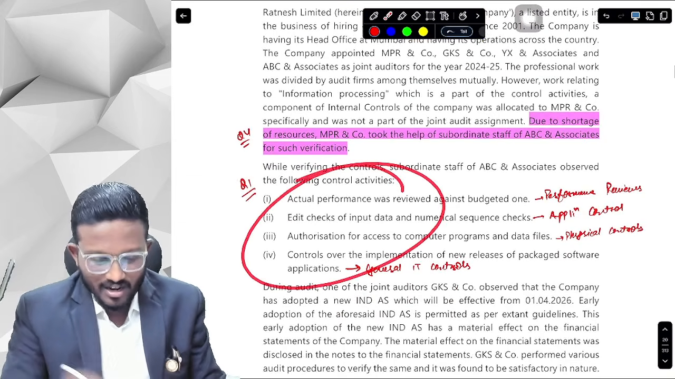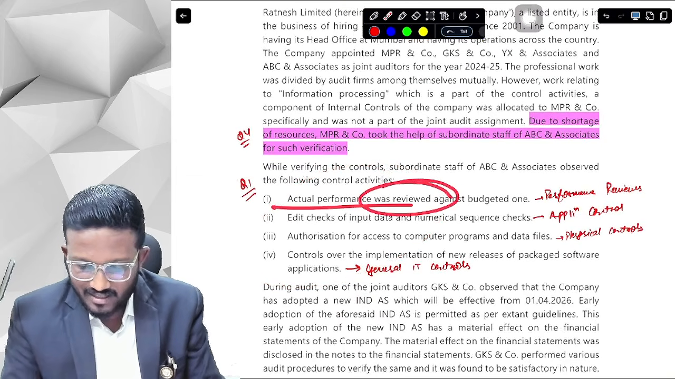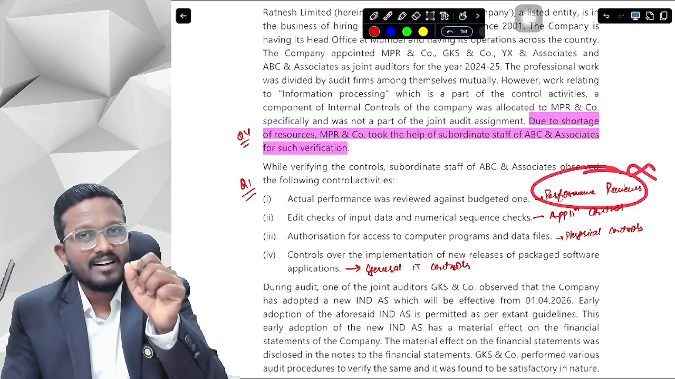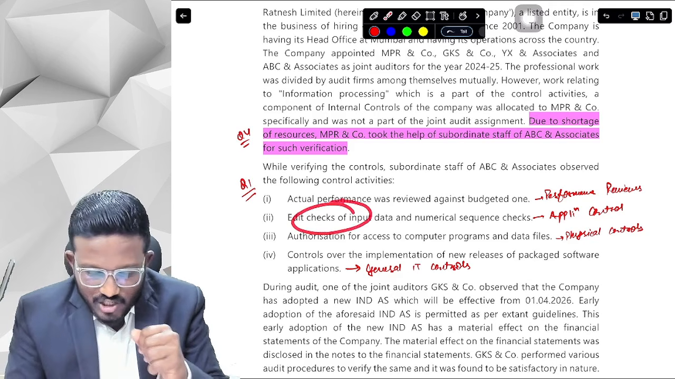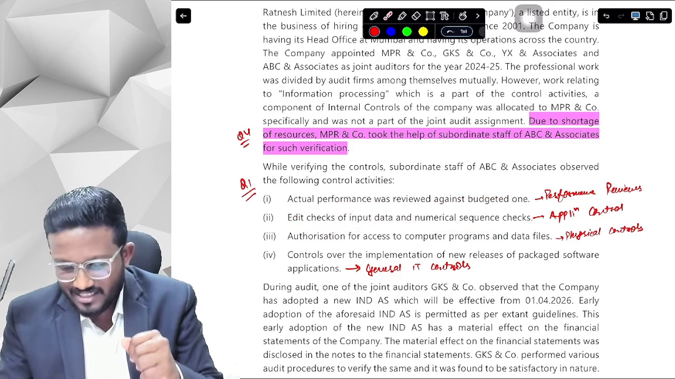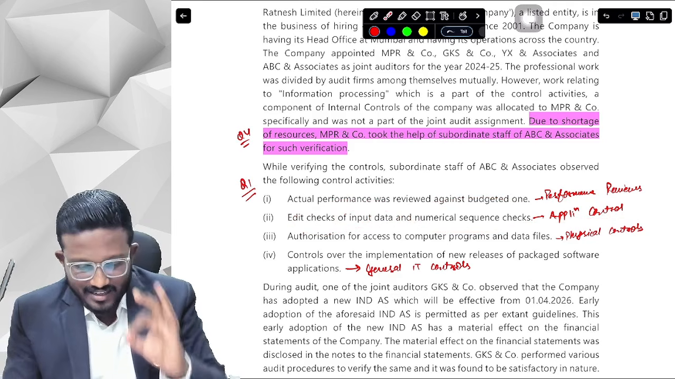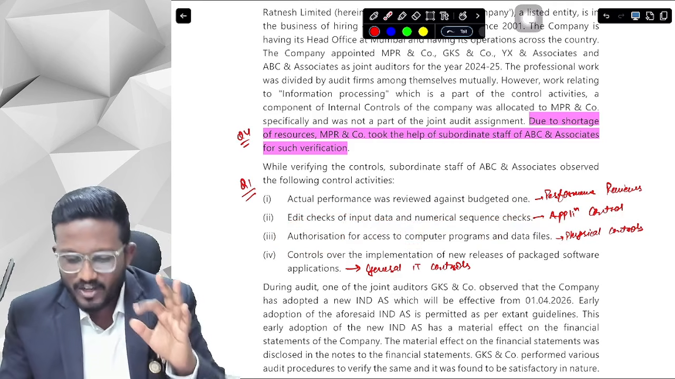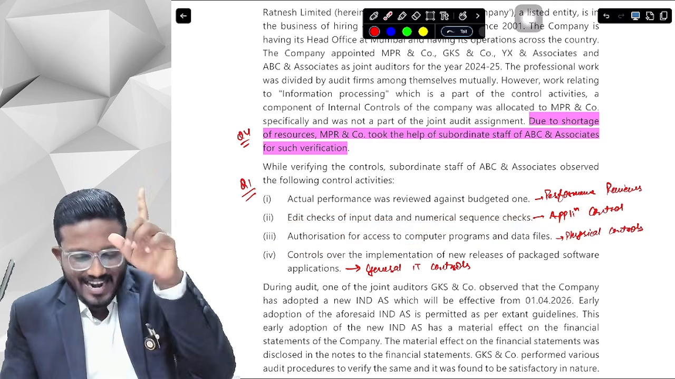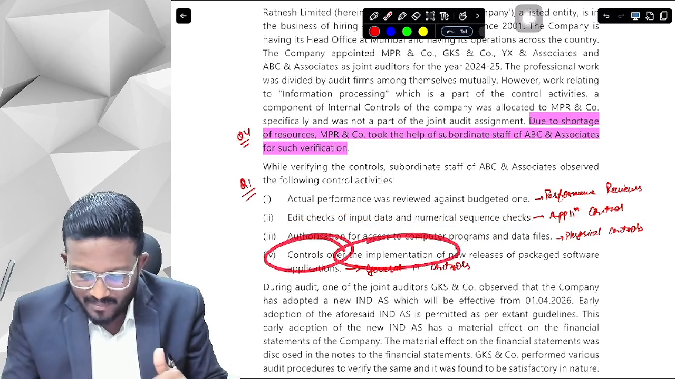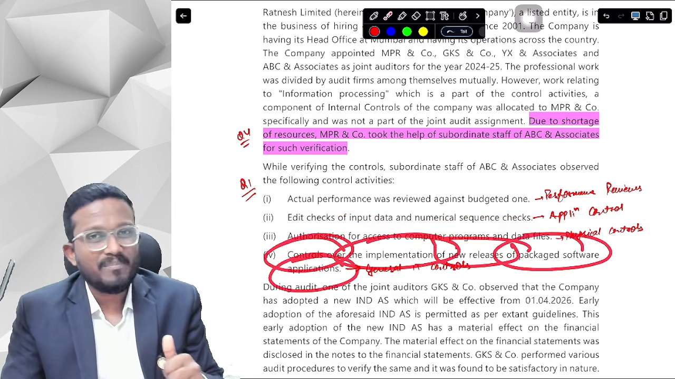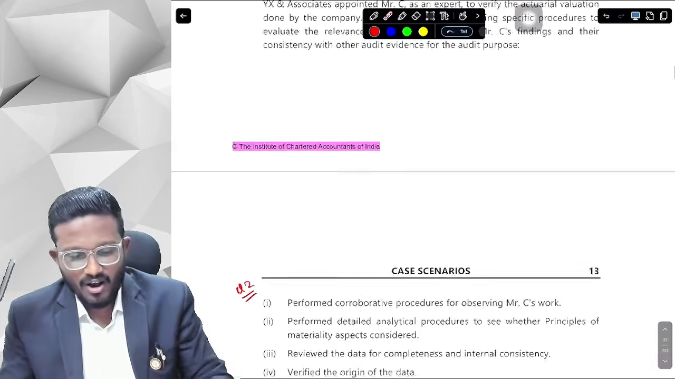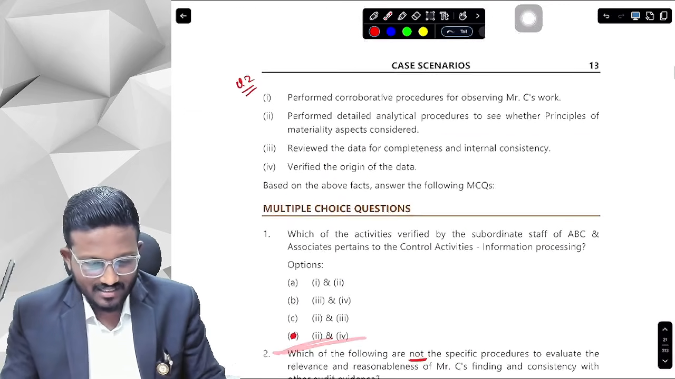Okay, let's see over here. First of all, actual performance was reviewed against the budgeted one. This is called performance review, so this doesn't come under information processing. Second is your edit check of input data, numerical sequence check. This is your application control, so this is covered. Third is your authorization for access to computer programs and files. Whenever access is involved, you need to say that it is a physical control. And lastly, these are the controls for implementation of new releases of package software application, and these are covered under your general IT controls. So 2 and 4 are covered under your information processing. Okay, yes, sir.